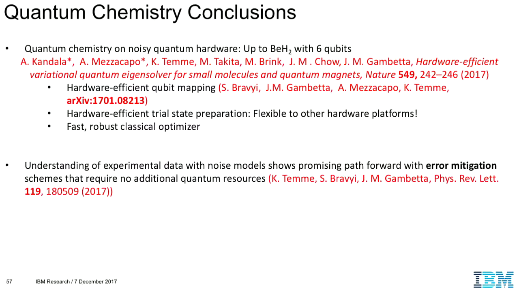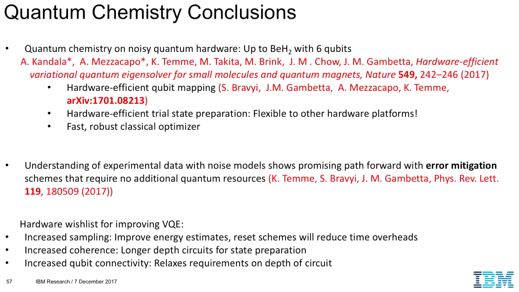So now it's just a conclusion. I want to point out 3 points from our quantum chemistry paper. The one new thing was this hardware efficient qubit mapping. Again, you could ask Sergey about this. And then also this hardware efficient trial state preparation. This is very flexible to other hardware platforms. And also we use this fast classical optimizer that is robust to stochastic errors.